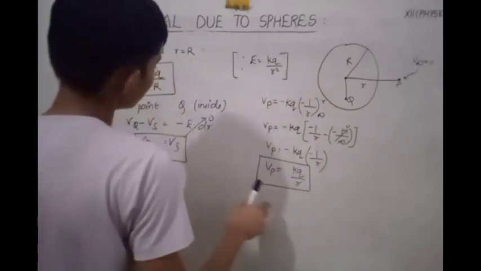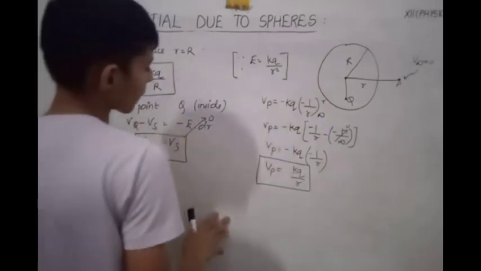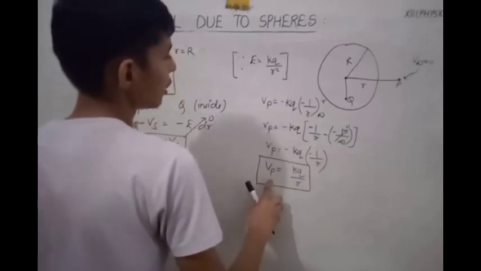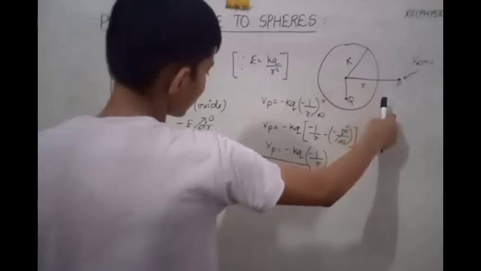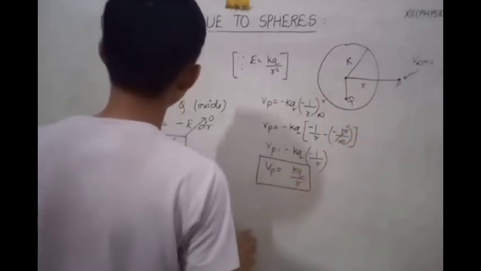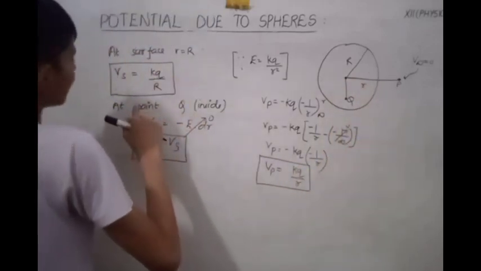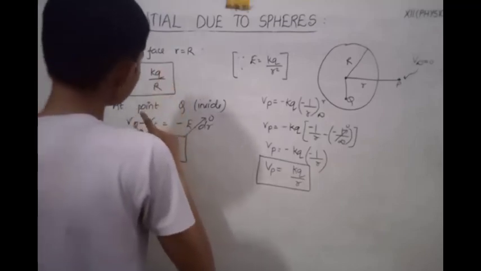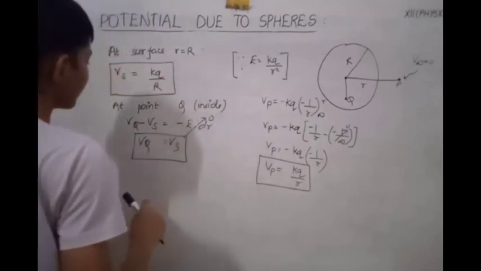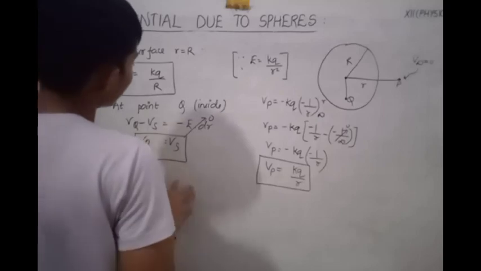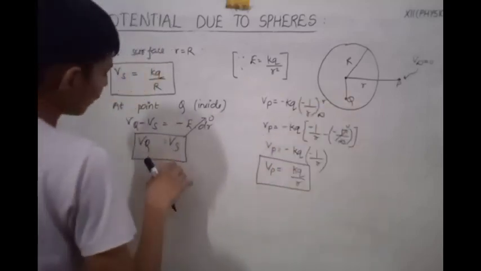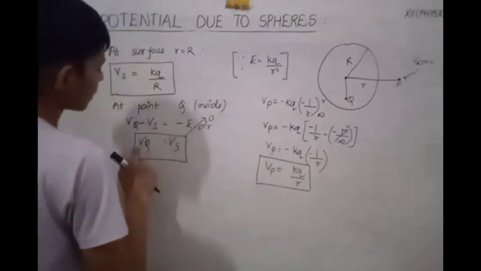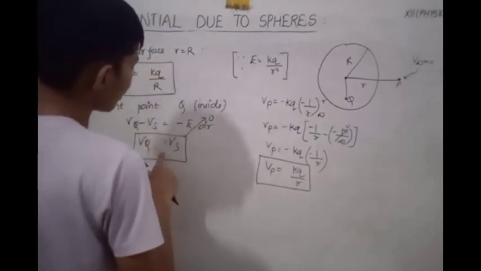So these are three formulas. The first formula is for finding the potential at a point V which is at r distance from the center and which is outside the conductor, equals kq divided by r. At the surface, the potential is kq divided by R, the radius of the conductor, and the potential at a point q which is inside the conductor, Vq equals Vs. That means potential at point q is equal to the potential at the surface.